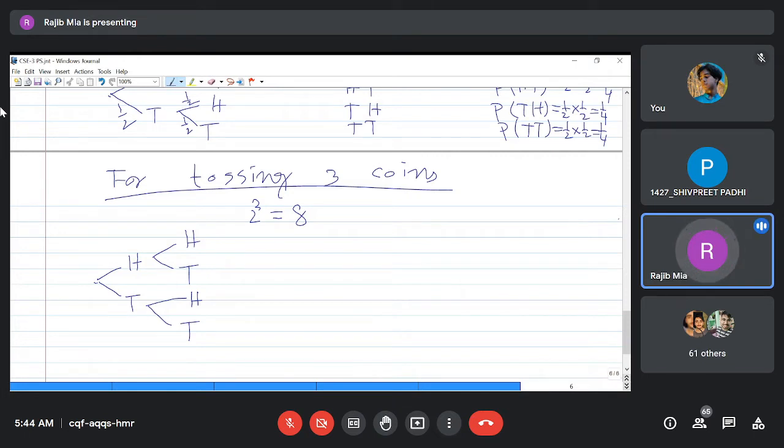Now we are tossing three coins, so we have to also see the third toss. Suppose in the first two tosses we got head. Then in the third toss it may again be head or tail. Suppose in the first toss we got head and in the second toss tail. Again for the third toss the possibility is head or tail. Like this, head or tail for each branch. This is for the third toss. Is it clear now?